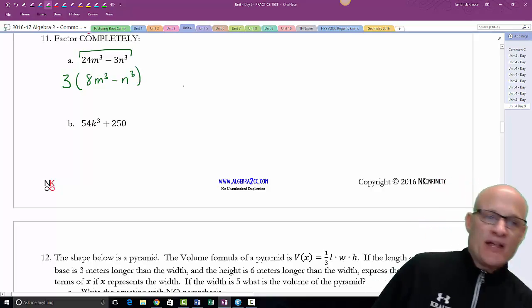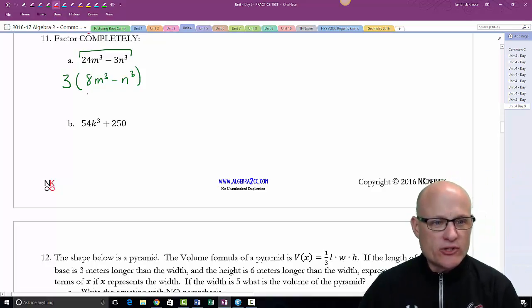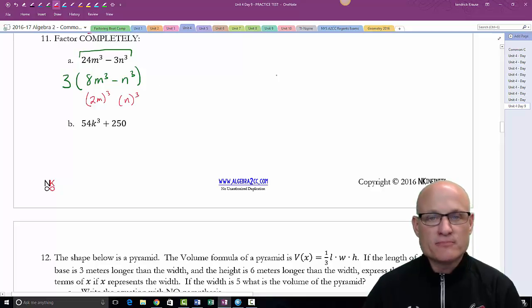Okay. Now this isn't too bad. It's a little tricky, but it's not too bad. So what I'm going to do here is deal with this. This is 2m cubed, and this is just n cubed. All right, now we're ready to rock and roll. Now the easy part comes.